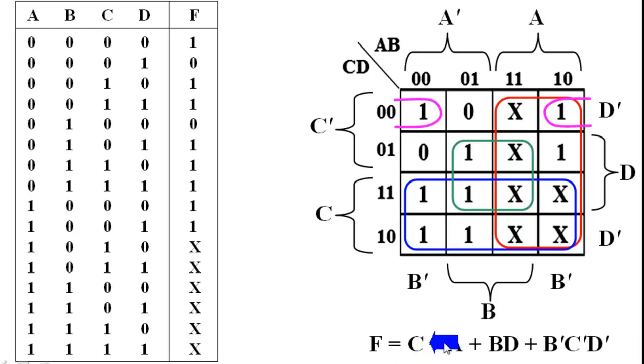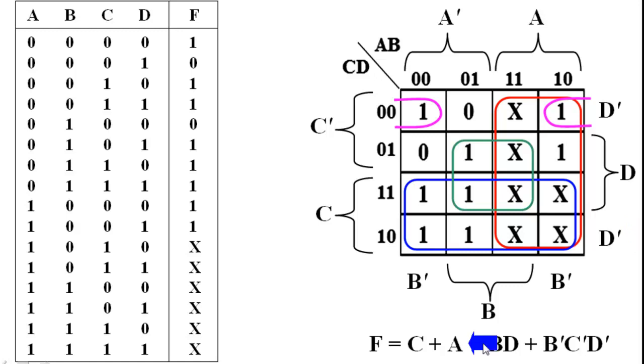C is derived from the blue group because the blue group contains both the A prime and the A columns. So we eliminate A, because when the group contains both the variable and its complement, we eliminate that variable. Now we check B. The blue group contains the B prime and the B columns, so we eliminate B. And it contains only the C rows, so we write C. And it contains the D and the D prime rows, so we eliminate D.